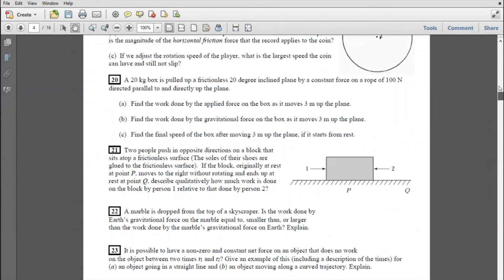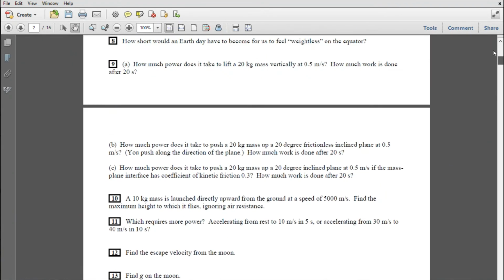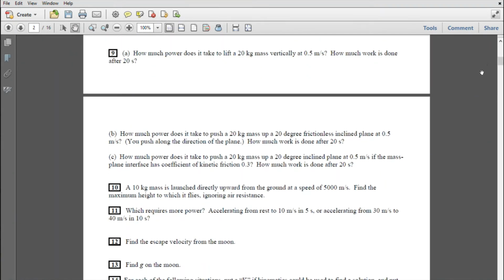Part C of that problem asks, how much power does it take to push a 20 kilogram mass up a 20-degree inclined plane at the same speed if there's a coefficient of kinetic friction? In other words, it's not frictionless. And again, how much work is done after 20 seconds.